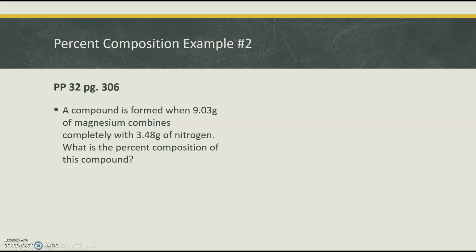Our second example says a compound is formed when 9.03 grams of magnesium combines completely with 3.48 grams of nitrogen. What is the percent composition of this compound? Pause the video here and try to work this out.